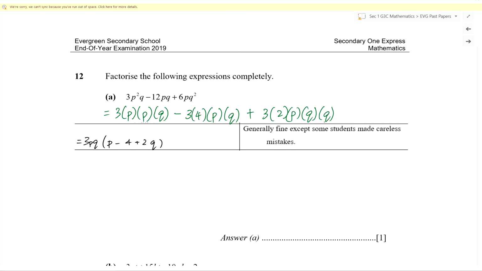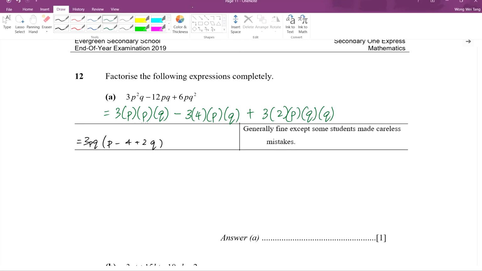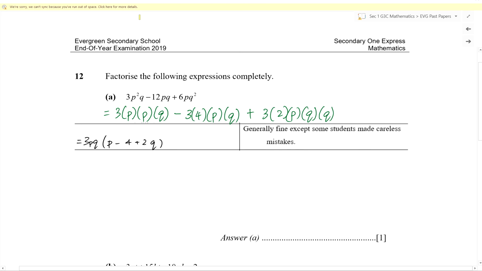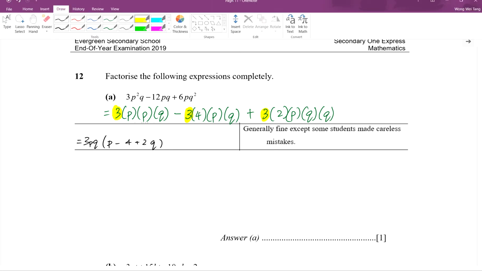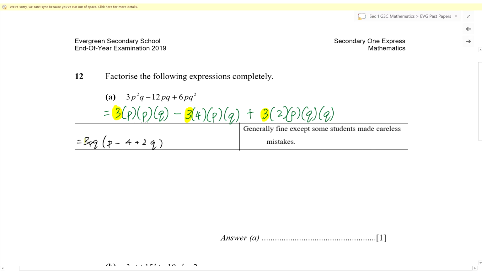Then I'm going to find common factors. Is there a 3 everywhere? Have. 3, 3, 3. So go on to the next step, and you write the 3 over here. Then what else is common? Is there a p everywhere? Yeah, there is. There is 1p, 1p, and 1p over here. Put it here. 3p.